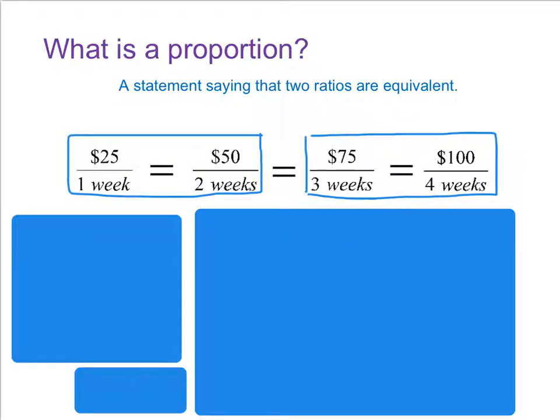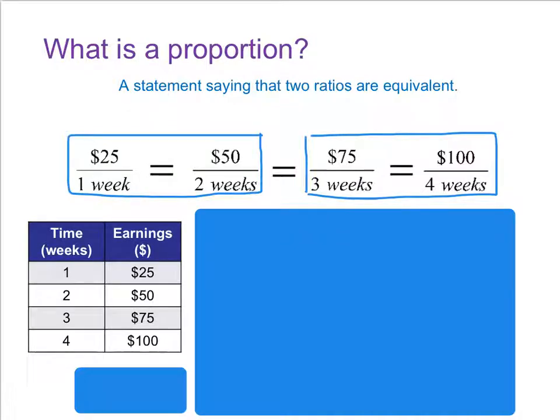And I can change up the combinations of any of those rates and unit rates and make a proportional statement. But what I'm going to do instead is take those rates and turn them into a nice, easy to read table. In this table, I'm going to put time in one column and the earnings in the other. So in 1 week, you earn $25 babysitting. In 2 weeks, you earn $50. In 3 weeks, you earn $75. And in 4 weeks, you earn $100 babysitting.